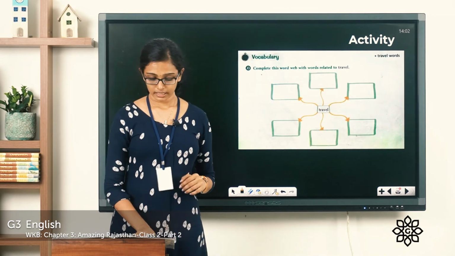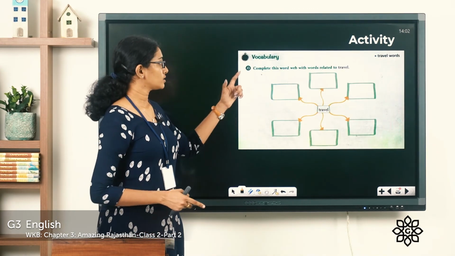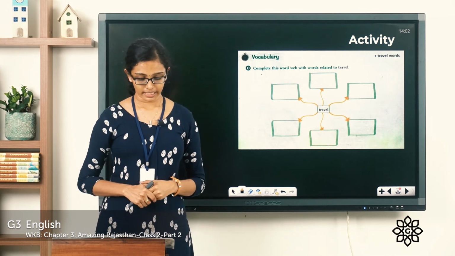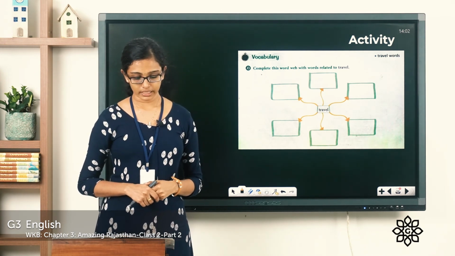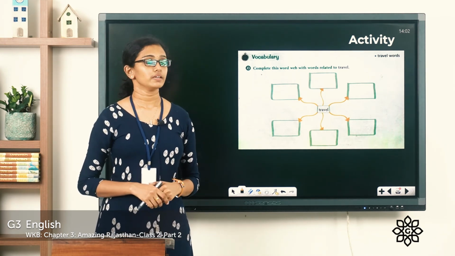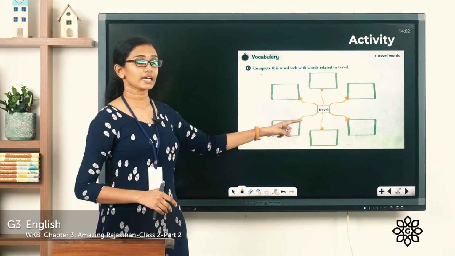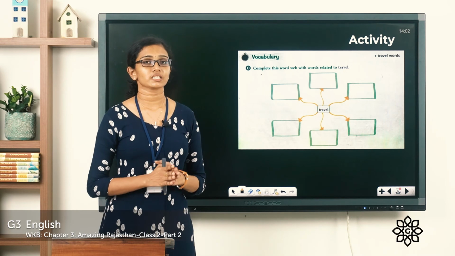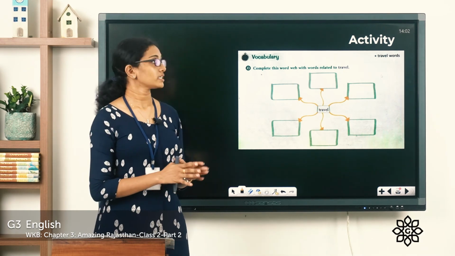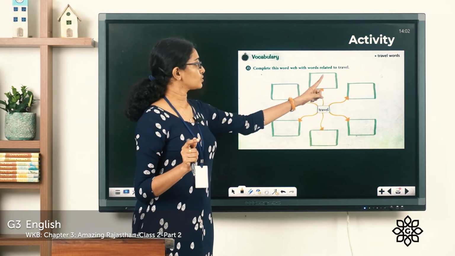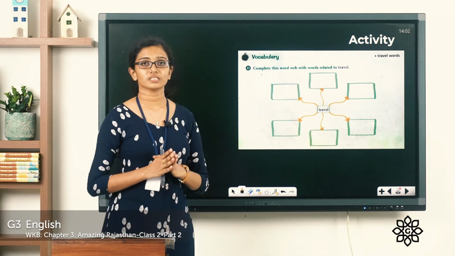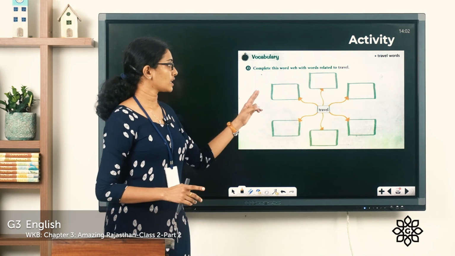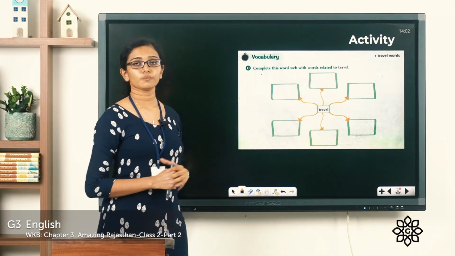So in page number 20, you can see this vocabulary. Complete this word web with words related to travel. You are given a picture like this and the word travel is given in the middle. Think of some words that are related to travel and you have to find out 6 words related to travel. You have to write in these boxes provided here.